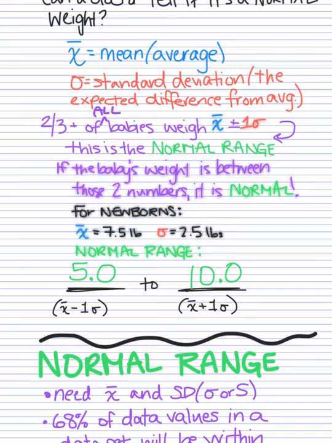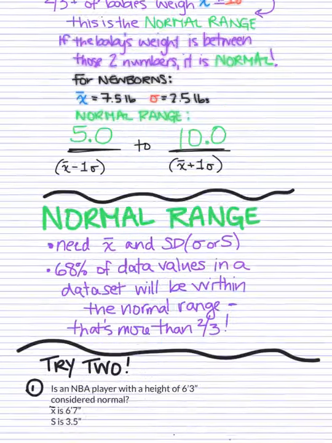So a normal range for the weight of newborns is between 5 to 10 pounds. Anything within that range is considered normal. So quick recap, key points.